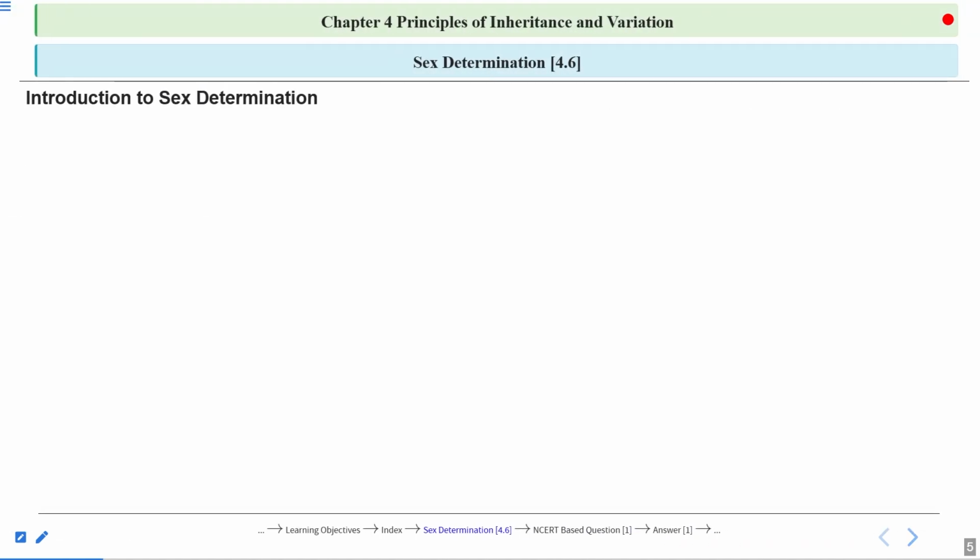Now let's start with this session. Let me first introduce you to the topic sex determination. Sex determination mechanism was initially a puzzle for geneticists. The geneticists didn't know how the sex of the offspring, the sex of the child, the sex of the progeny is determined. What factor determines that the offspring will be male or female? This was a puzzle for the geneticists.